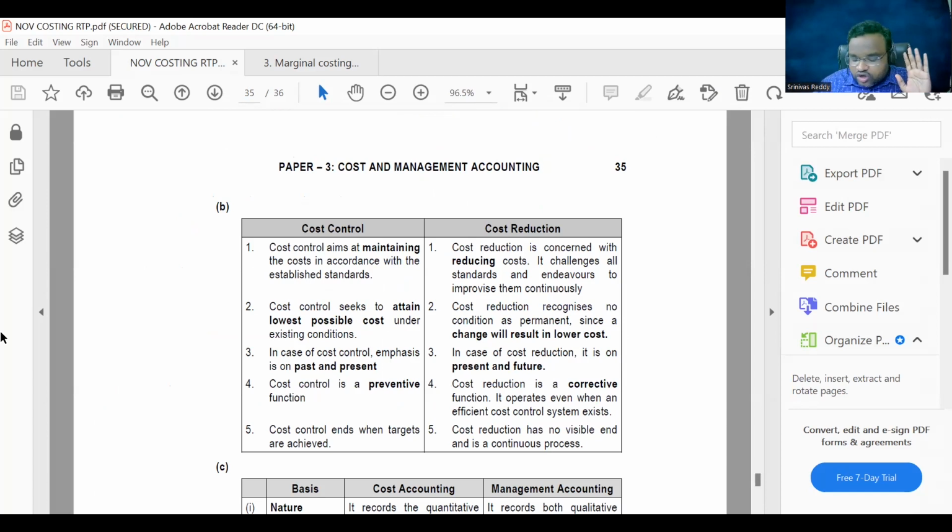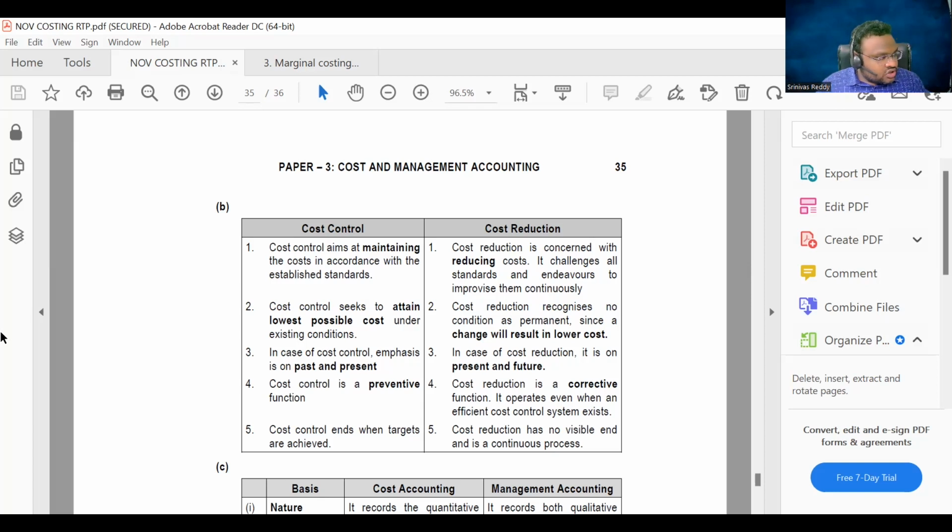Cost control is maintaining the cost within established standards. Cost reduction challenges the standards. Cost control seeks to attain the lowest possible cost. Cost reduction will result in lower cost that is permanent in nature. Cost control is focused on the past and prevention, whereas cost reduction is present and future. Cost control is a preventive function. Cost reduction is corrective action. Cost control ends when the targets are reached, but cost reduction is continuous action. There is no visible end. Even a small change, that is what we call Kaizen costing, we need to do it.